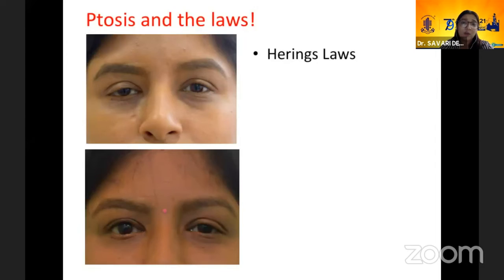Now coming to Hering's law. Hering's law is basically when there is a ptotic eyelid, and thank you Akshay for lending me these photos at the nth minute. But the basic principle is that when there is a ptotic eyelid and you lift the ptotic eyelid and the normal eyelid drops, this is known as Hering's law. This occurs because there is a single simultaneous innervation going to both the levators at the same time.